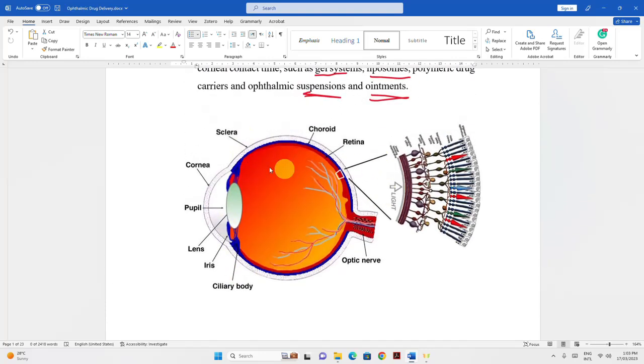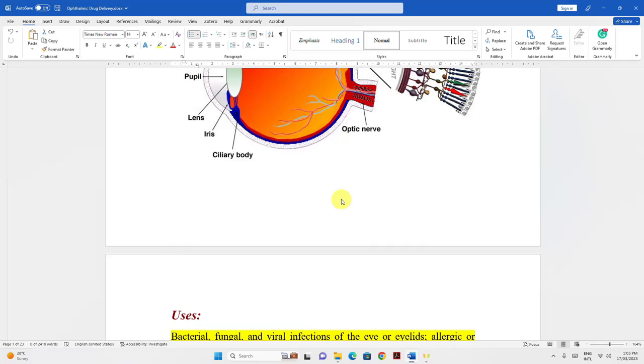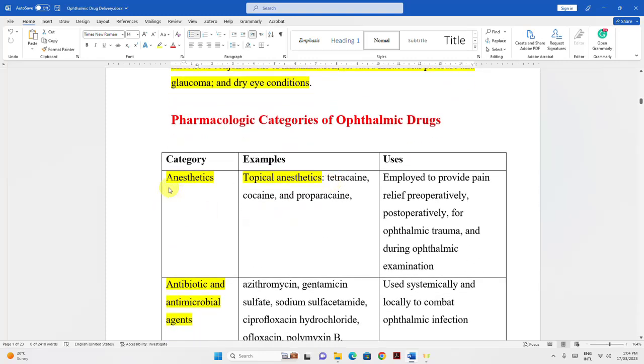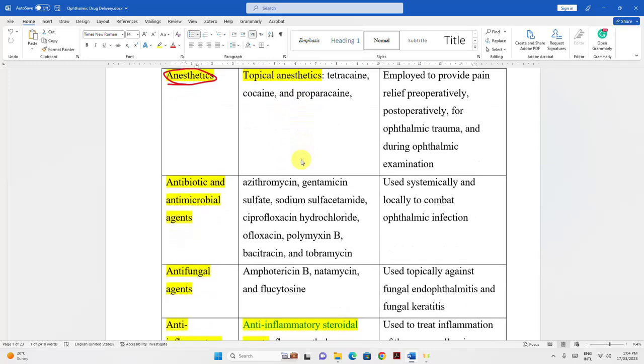You need to know what we are talking about when you look at this figure. Now, for what purpose do we administer medication into the eyes? We may administer local anesthetics, like tetracaine, cocaine, and proparacaine. These are employed maybe before operation, after operation, or maybe during examination of the eye. So these are the local anesthetic.